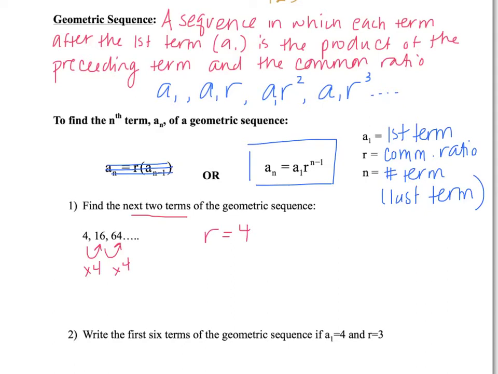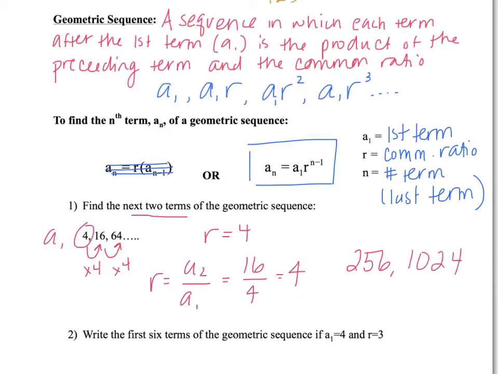Another way we can figure that out is because it's a ratio and we're multiplying each term by the same thing, we can take the second term divided by the first term, and that'll always give us our common ratio. So if we take 16 divided by 4, we get 4, which is the same r we observed. So I found r. 4 is a sub 1, and I want the next two terms. So I don't actually need to use my formula. I can just say, well, 64 times 4 is going to be 256, and 256 times 4 is going to be 1,024. So in this case, I can just use multiplication to find the next two terms.